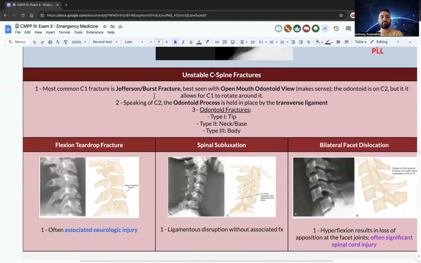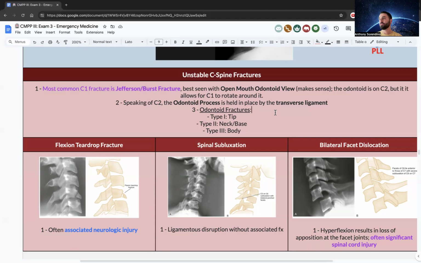unstable C-spine fracture. The most common C1 fracture is the Jefferson burst fracture. That's the one from an axial load on the head, right? And the best way to see that is with an open mouth odontoid view, right? C1 is not where the odontoid process is, but you can look through it to see it. I think that's why C1 sits on top of and rotates around the odontoid process, also known as the dens.